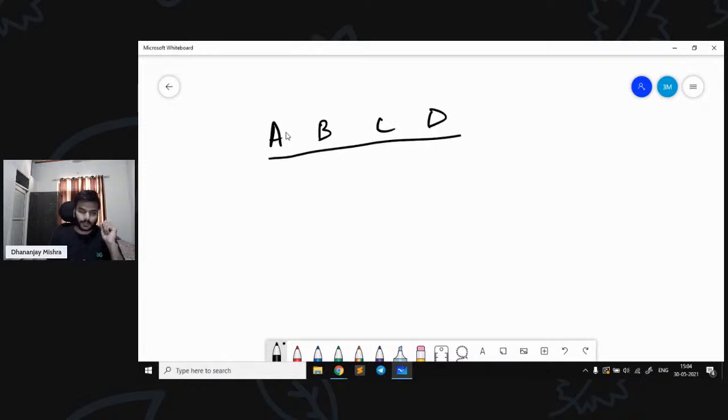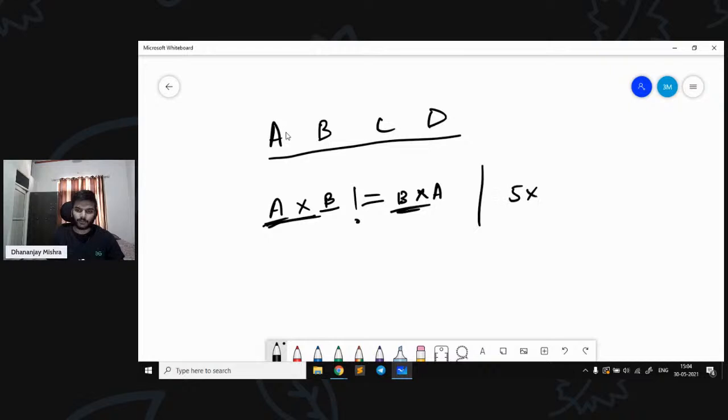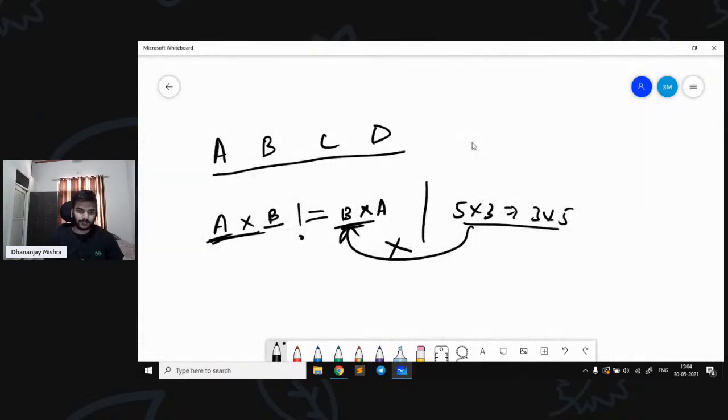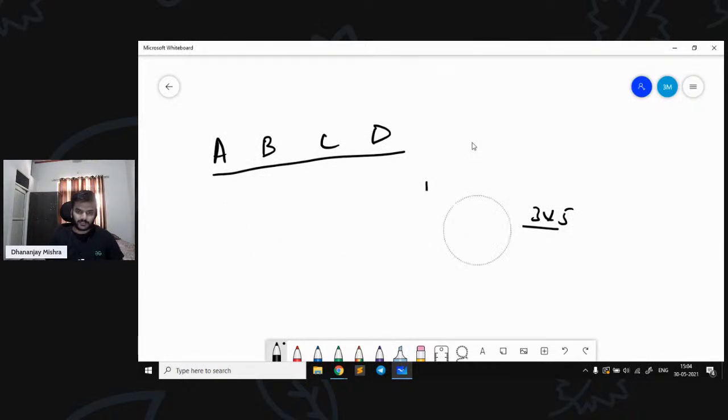Before moving further, there is a property of matrices that says that if given two matrices A and B, and you want to multiply them, then A cross B is not equal to B cross A. As we saw with numbers, if you multiply 5 into 3, it will always be equal to 3 into 5, but this does not happen in the case of matrices. You should note this thing here. I hope this is clear to you.